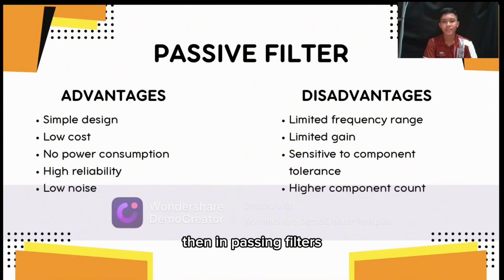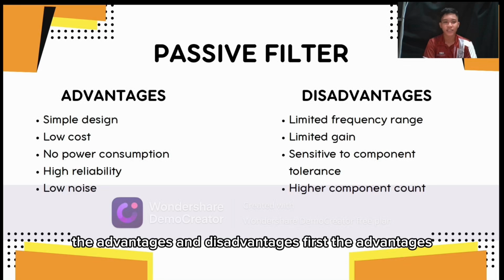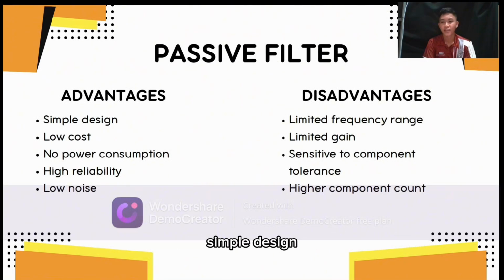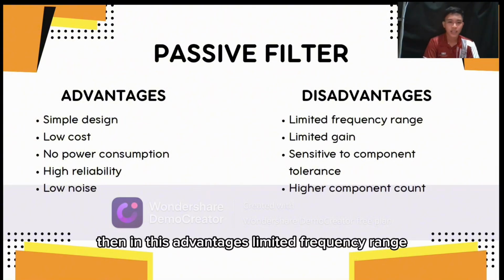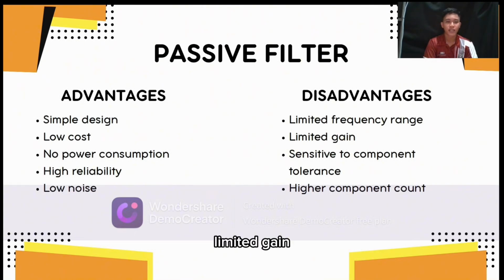Then in passive filters, the advantages and disadvantages. First, the advantages: simple design, low cost, no power consumption, high reliability, low noise. Then the disadvantages: limited frequency range, limited gain, sensitive to component tolerance, and higher component count.